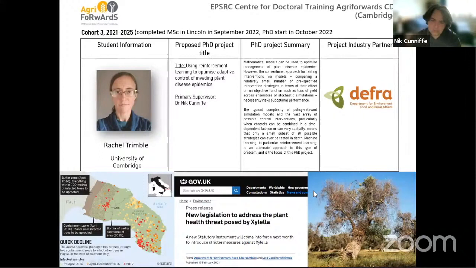It's recently become of interest to DEFRA as well. Recently, it's not quite right here, but you can see the date here. Legislation has recently been introduced. One of our case study pathogens will be this one.